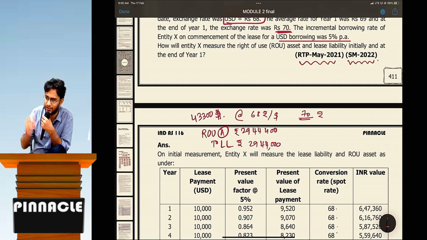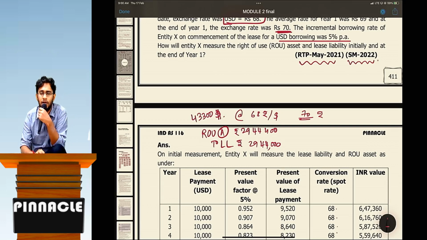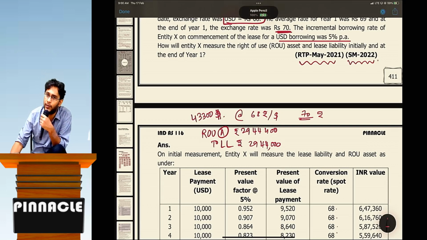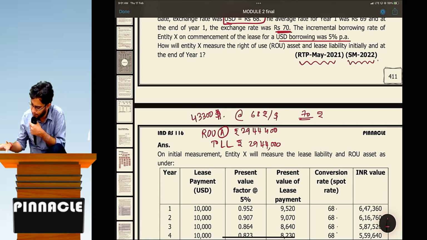So 2 rupees extra, sir. Is that a gain or loss? The dollar rate increased, sir, and you have a dollar liability. Loss. How much loss? 2 rupees loss per dollar. So you have to account for this 2 rupees loss as foreign exchange loss also, sir.